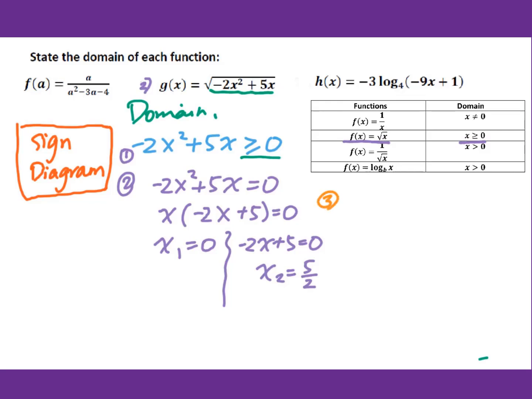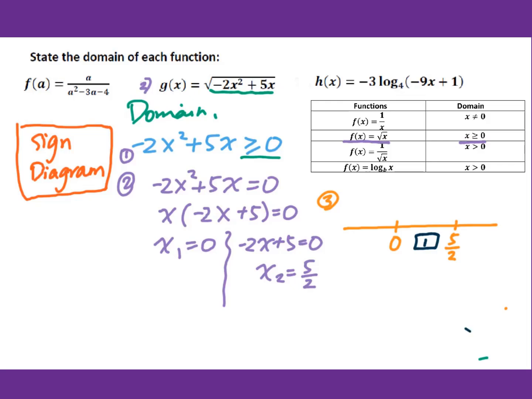Then the third step, you need to draw a number line. Label all the roots on the number line. This is 0. Here's 5 over 2. Then we will choose an easy number. Normally 0, 1, 2, 3 are called easy numbers. Since 0 is a root, we don't use 0, we choose 1. 1 is located in between 0 and 5 over 2, so I put it in the box.